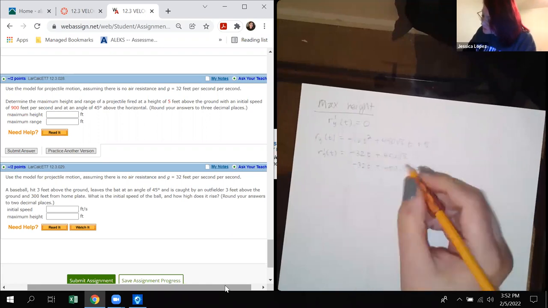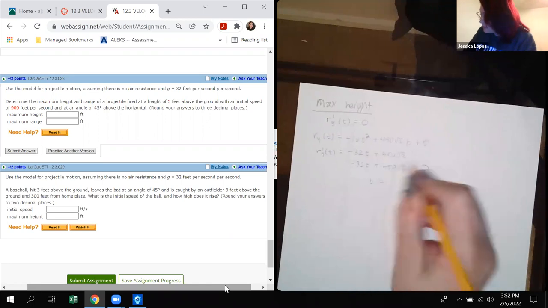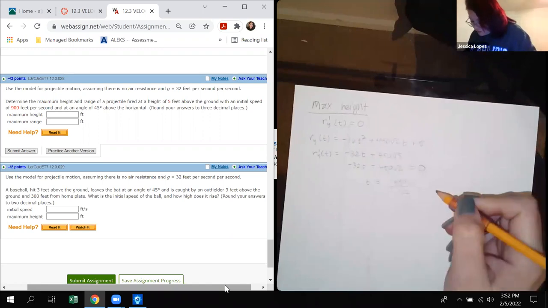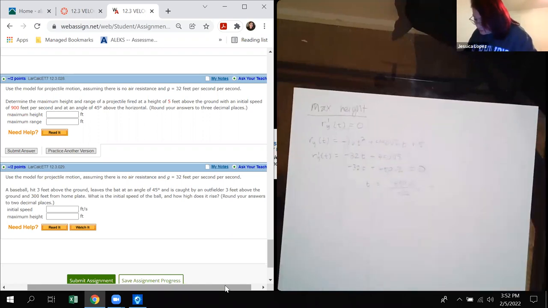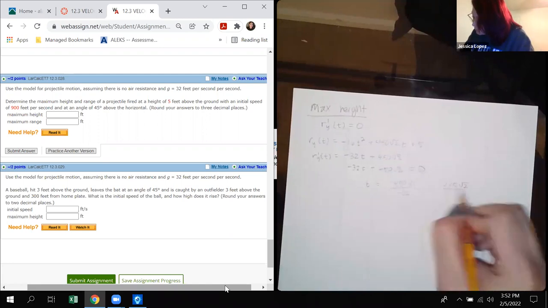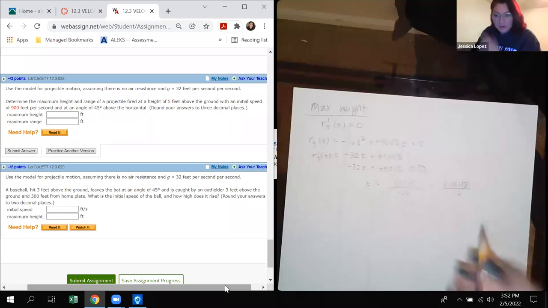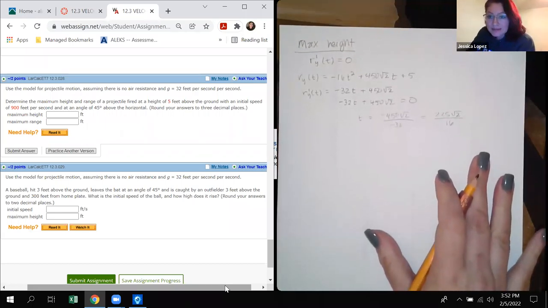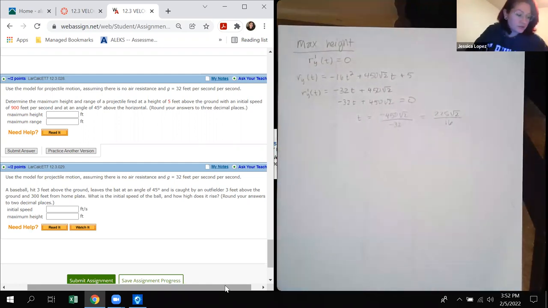That happens when t is equal to negative 450 square root of 2 over negative 32, which is 450 over 32. Does that reduce? Yes, it does. So I get positive 225 square root of 2 over 16. Okay, now that's the t value where it occurs.